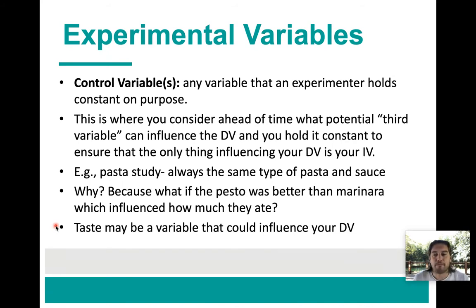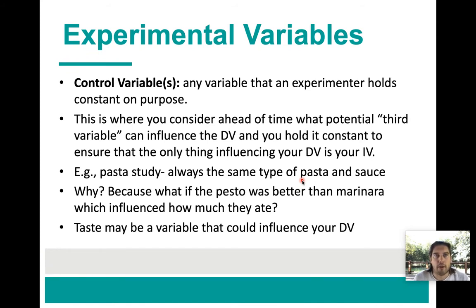So for example, in the pasta study, we really want to make sure that we always give everyone the same type of pasta and the same sauce. It sounds like, duh, of course, right? That you have to do that. But that's the point: it's a control variable that we need to hold constant because we don't want it to impact the outcome of the experiment.